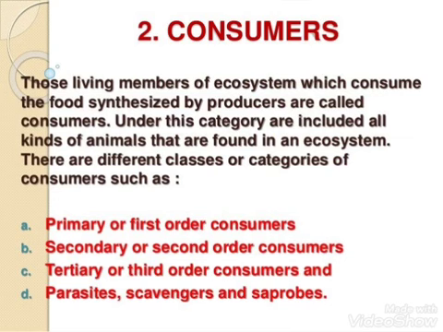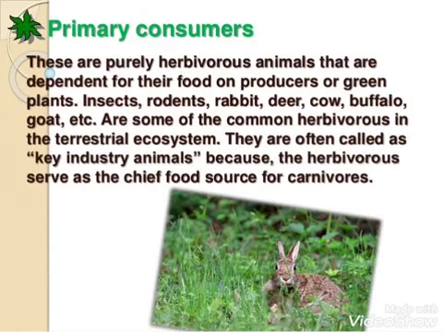Next come the consumers. They are the living members of the ecosystem which consume the food that is prepared by the plants, and this category includes all kinds of animals that are found in the ecosystem. Consumers are divided into different classes like primary, secondary, tertiary, and the uppermost level of parasites, scavengers, and decomposers. So let us study all of these.